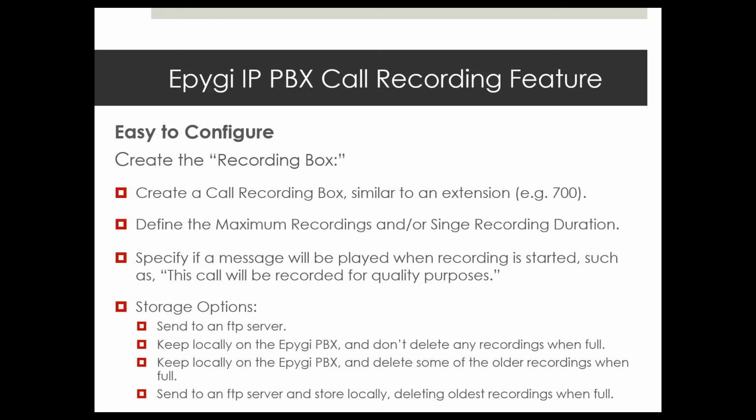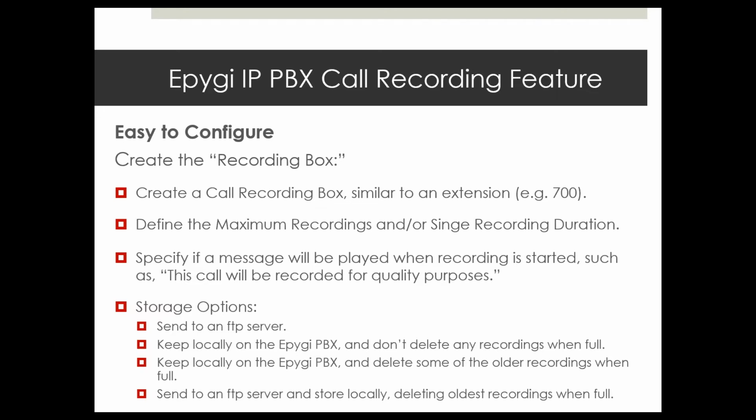It's easy to configure. You simply create a recording box, as we refer to it, which is similar to an extension on a system, for example, extension 700. Then you define the maximum recordings that you want to have on that recording box. You can set an upper limit or just leave it at the maximum. And then you can also set a recording duration. For example, maybe you only want to record the first hour of a conversation. After that, you really don't care. So you can set a recording duration.